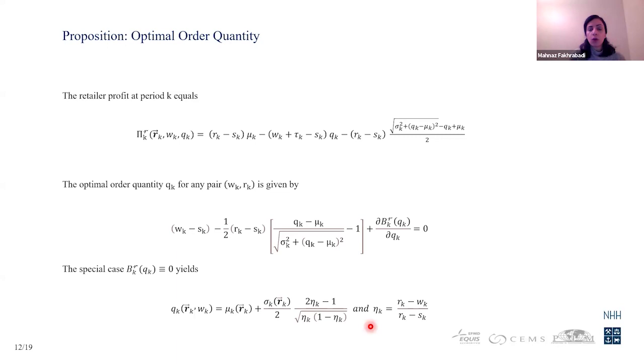For this one, we also wanted to figure out the optimal order quantity, and to do so, we solved the problem for the retailer with respect to Q, and we get this one. If this B is 0, then we easily can get the same Q as before, as mu plus sigma half lambda, and eta here is R minus W over R minus S. But if this B is something else, a function of Q, it is a bit more complicated. And if we cannot solve it, as we couldn't solve it in this paper, we just prefer to keep it as it is.